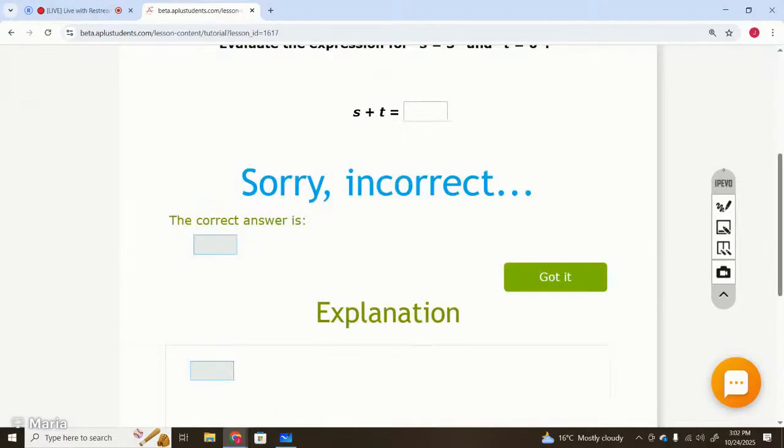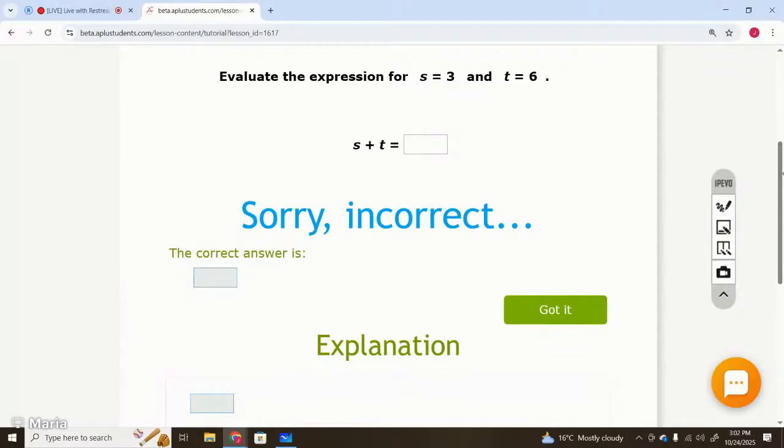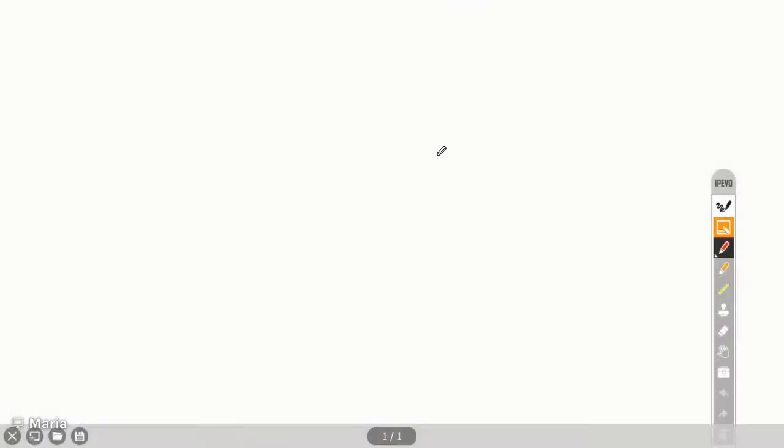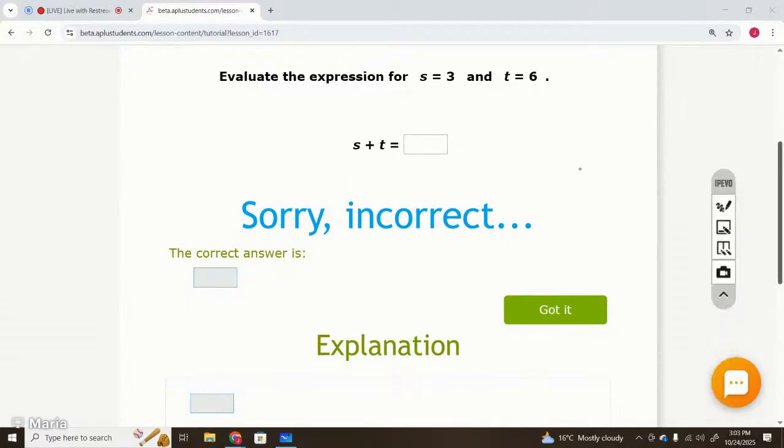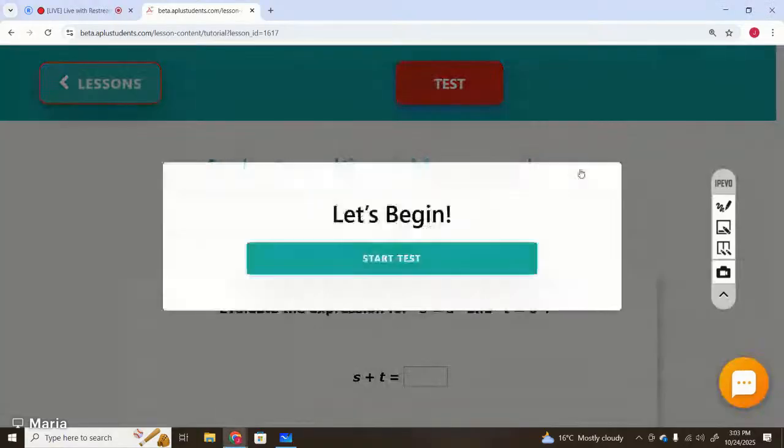Evaluate the expression for s equals 3 and t equals 6: s plus t. Replace the variable values. That is 3 plus 6, 9. The correct option is 9. Let's just start with the test questions.